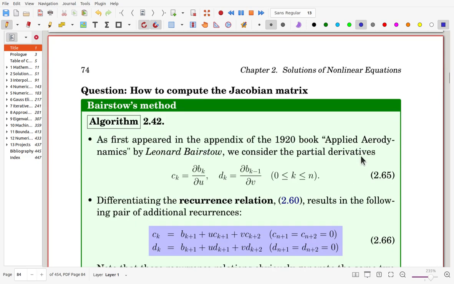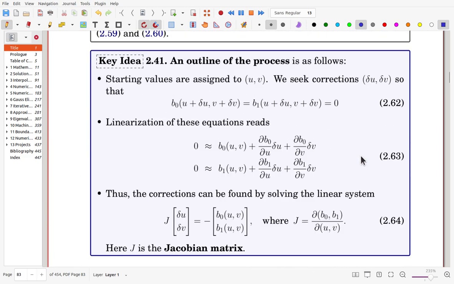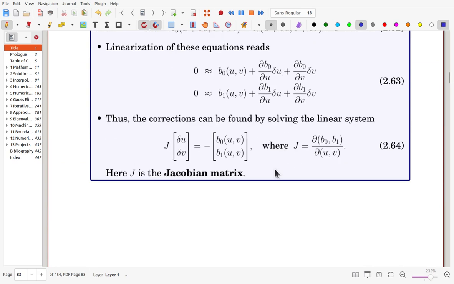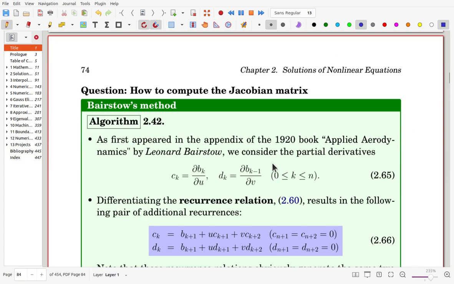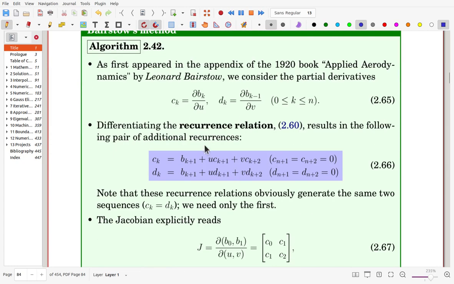Now the thing is, we have to find these derivatives, the Jacobian. To make the Jacobian, we start with some definitions of terms. We define the u derivative of b_k as c_k, and the v derivative of b_k as d_k.